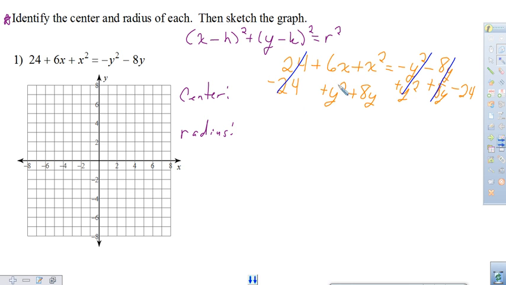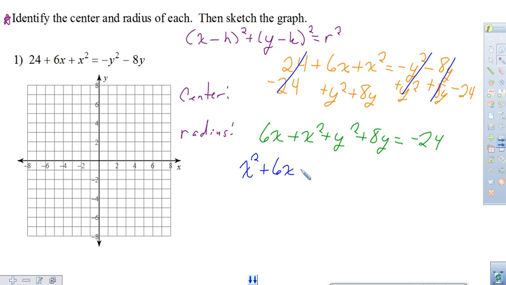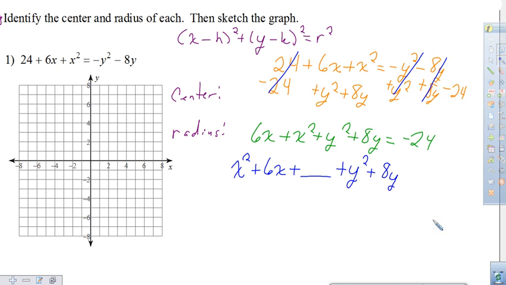If we read this in order, we would have 6x plus x squared plus y squared plus 8y equals negative 24. So we're going to rewrite this again to make it a little bit easier on ourselves. You're always going to put x squared, the other one with x, this is a positive 6x, plus a blank, plus the y squared, the variable that has a single y, plus blank.